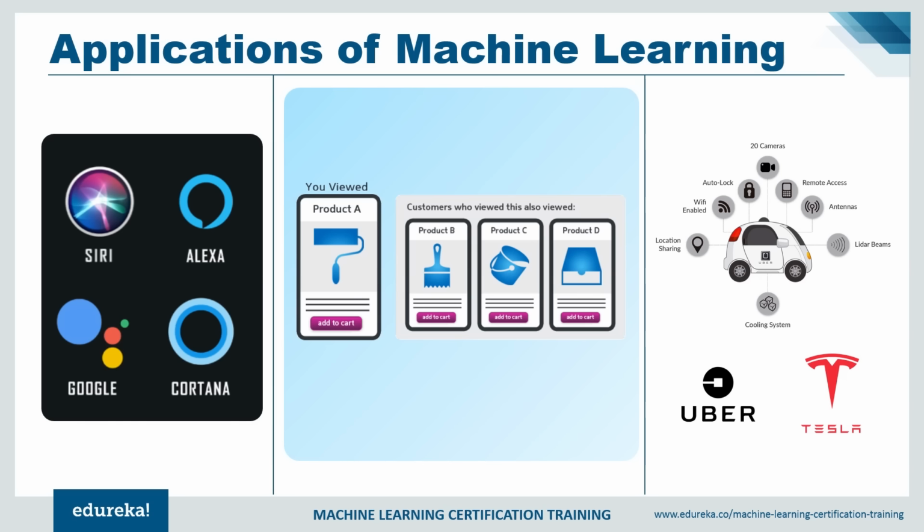So how does this happen? Well, this happens because Google tracks your search history and recommends ads based on your search history. This is one of the coolest applications of machine learning, and in fact 35% of Amazon's revenue is generated by the product's recommendation. Now, coming to the cool and highly technological side of machine learning, we have self-driving cars.